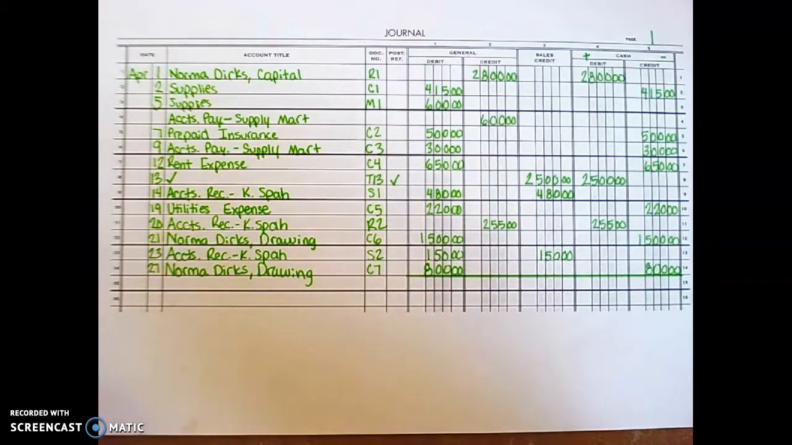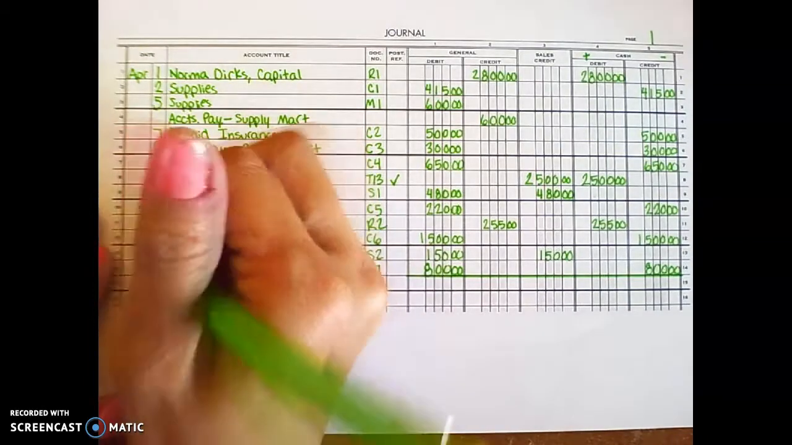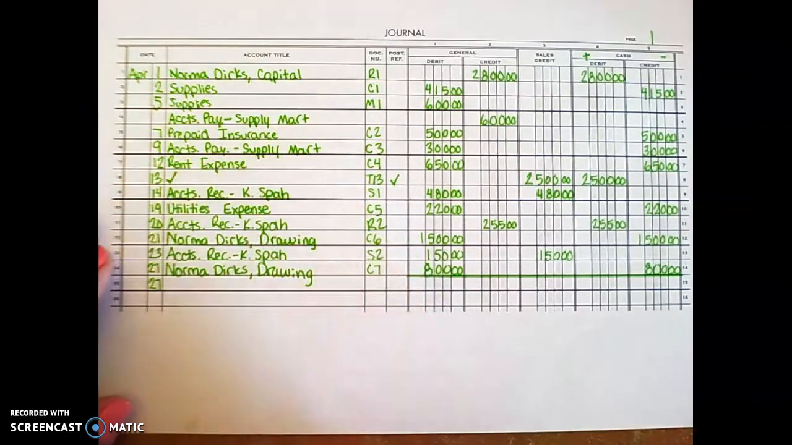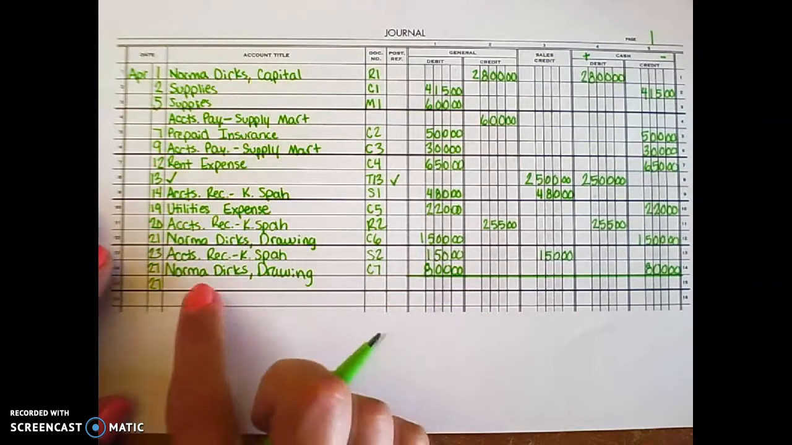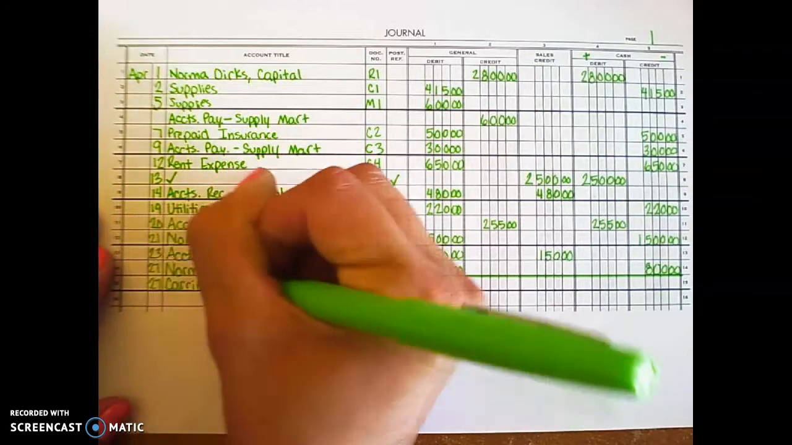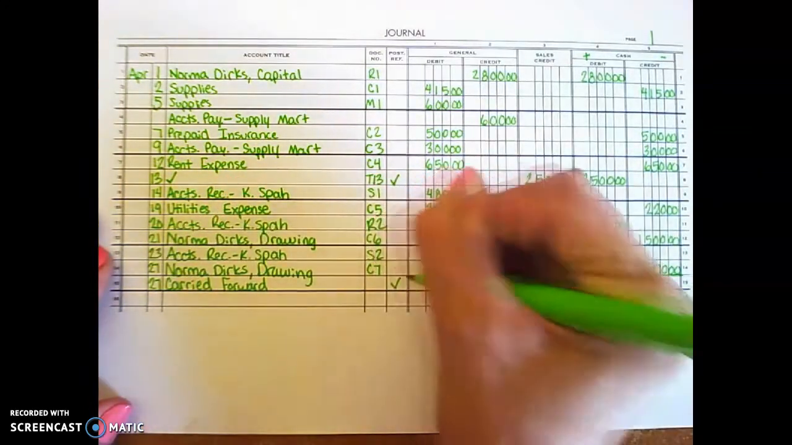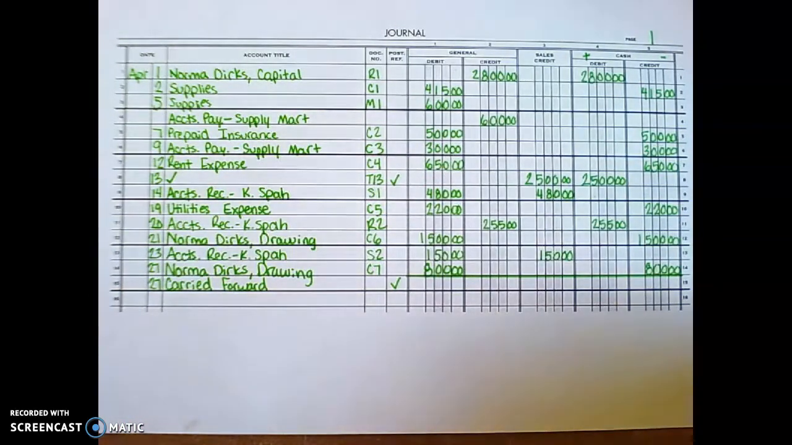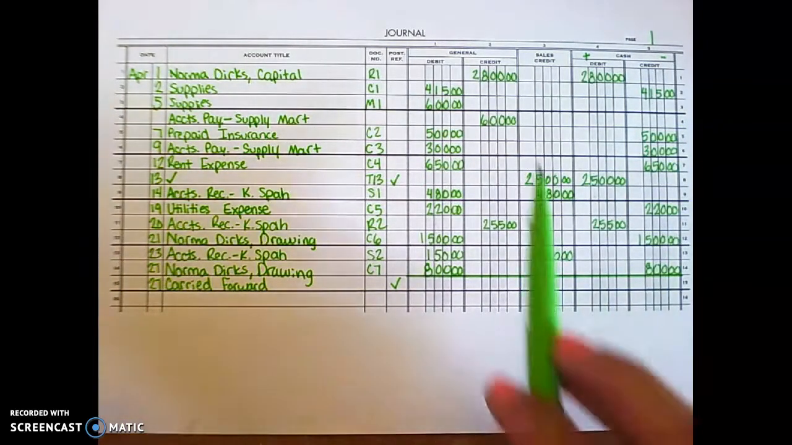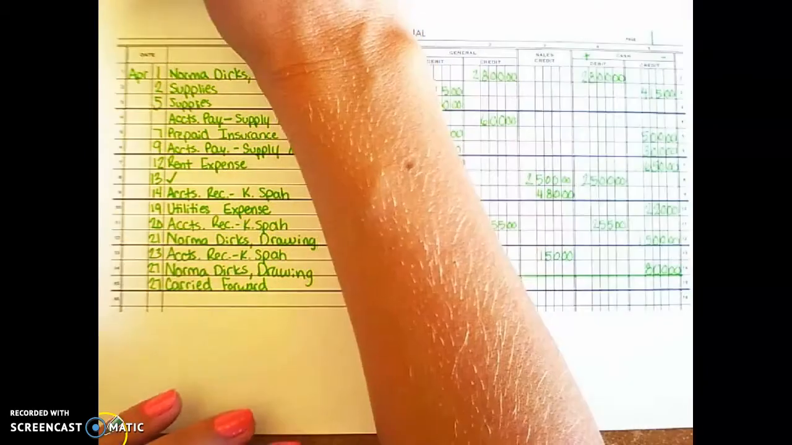Some people will say there's already a line there. Yes, there's lots of lines on this page. You still need to draw the line. After that, we will put the date from our last transaction, which was 27. And then we will write carried forward. We will also put in a check mark in the post reference column as well. This is when you will need your calculators out and you will have to add each total together. So I'm going to pause while I do that.